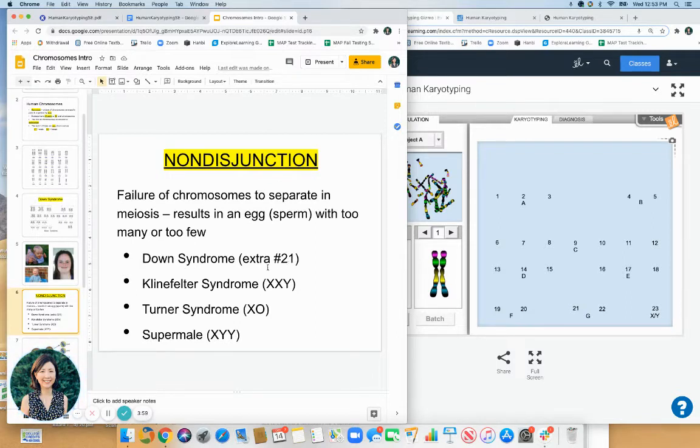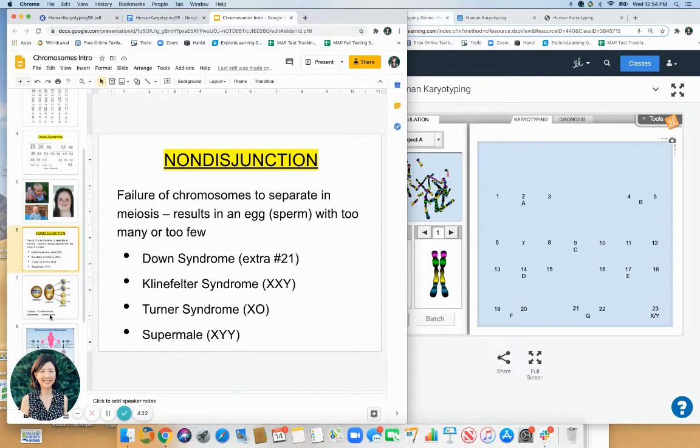So you could have an extra 21, you could have an extra X. Normally one parent gives you one sex chromosome and the other gives you the other, but for some reason one parent gave you two. That could be Klinefelter's. Turner syndrome is when you only have one sex chromosome. They call it super male if you have two Ys, and there are others. These are just four.